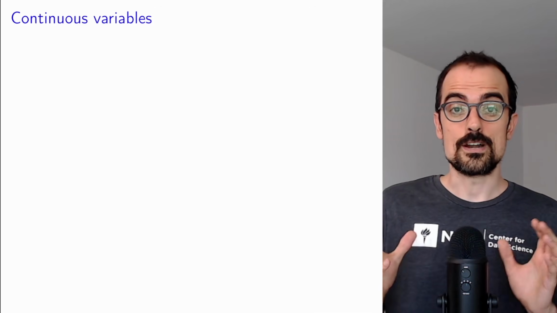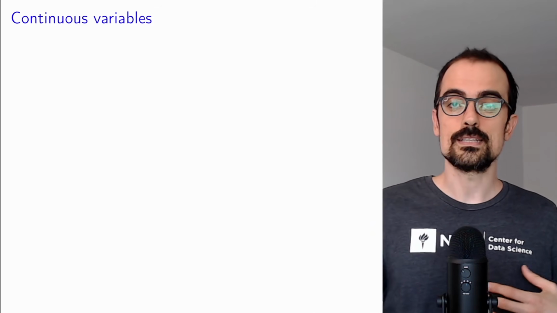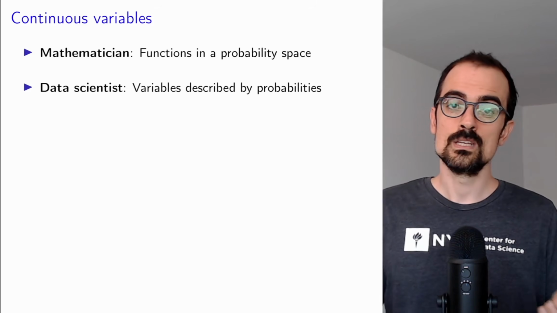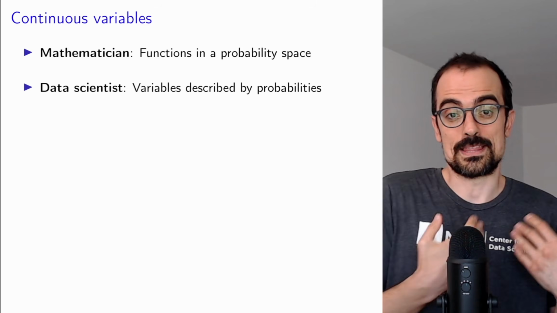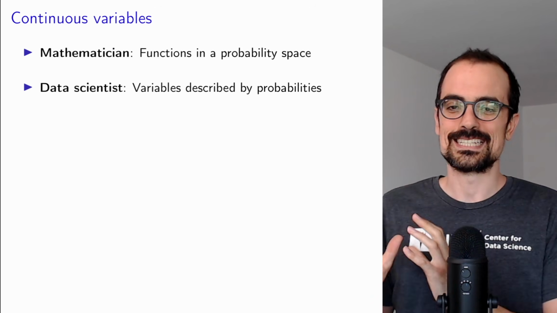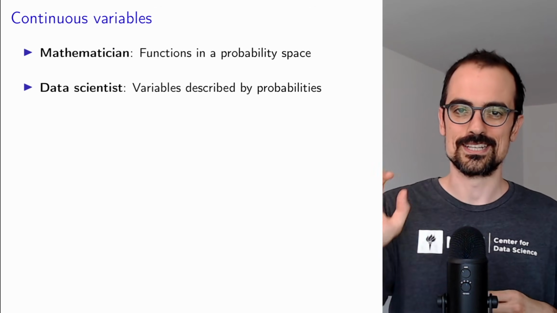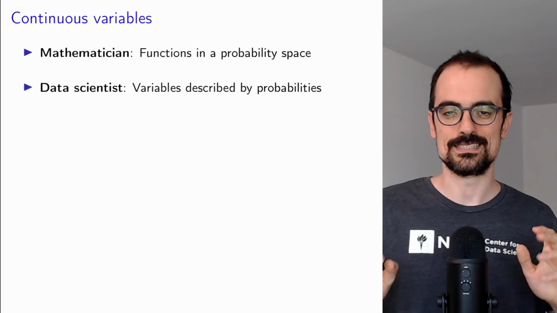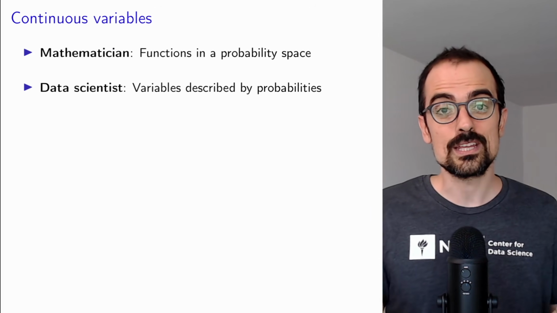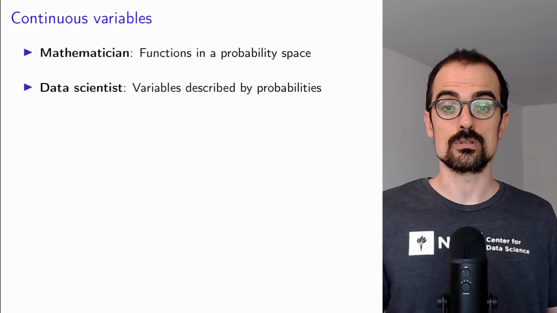Continuous variables are very important to model physical quantities such as time, distance, weight, etc. Here the story is very similar. A mathematician will tell you they are functions in a probability space, but a data scientist will tell you, don't worry, you can just manipulate them using probabilities that you estimate from data, and that's kind of the end of the story. It's a bit trickier to define these probabilities for continuous variables.